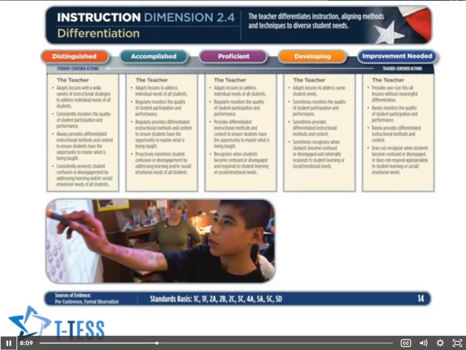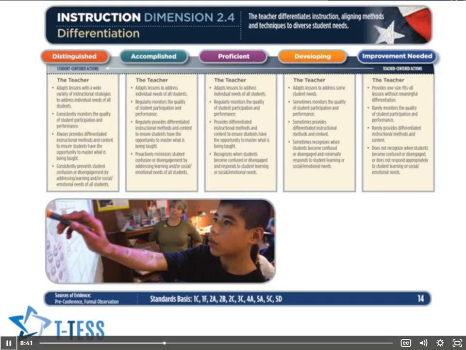Let's look at the continuum of descriptors in this dimension to clarify the overall intent for proficient, accomplished, and distinguished performance levels. The subsequent slides will provide further explanations about actual classroom practices. One misconception, though, is that the differentiation dimension simply means that teachers are working with small groups of students. The dimension and evidence collected during classroom instruction extend far beyond that basic practice.